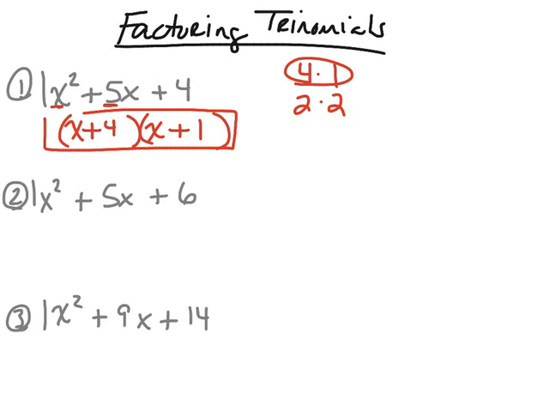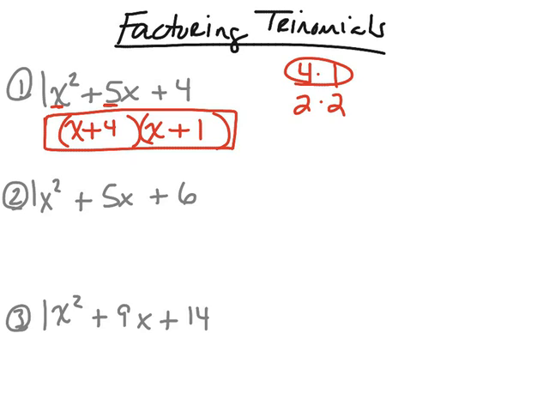These are my factors of x squared plus 5x plus 4. If I were to multiply those two together using the distributive property or FOIL method, the answer I end up with is 1x squared plus 5x plus 4.